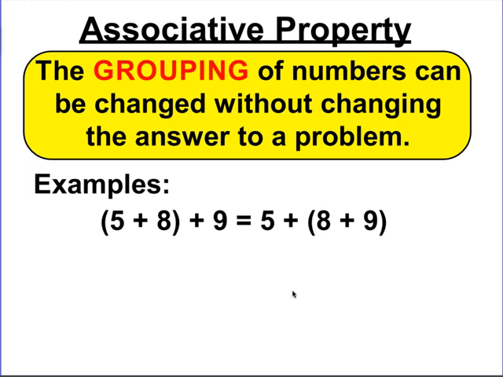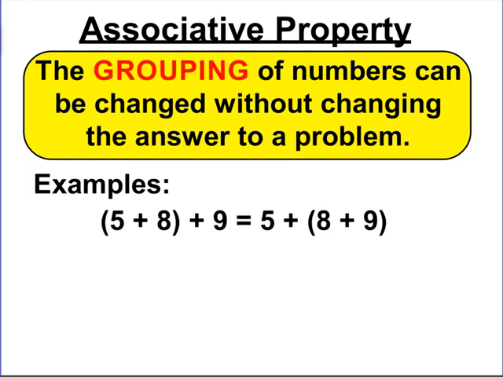Here's an example. So here this looks kind of like one of those commutative property problems where all the signs are the same, but the difference here is that the numbers are changing their order. So the numbers that are inside the parentheses are different now, and the numbers that are outside of parentheses are different. So we're grouping them differently by putting different numbers inside of parentheses. So 5 plus 8 is in parentheses here, 8 plus 9 is in parentheses here. But the order of the numbers, I think I may have misspoke a second ago, the order of the numbers is exactly the same. 5, 8, 9, 5, 8, 9. So the parentheses moved, the numbers did not.